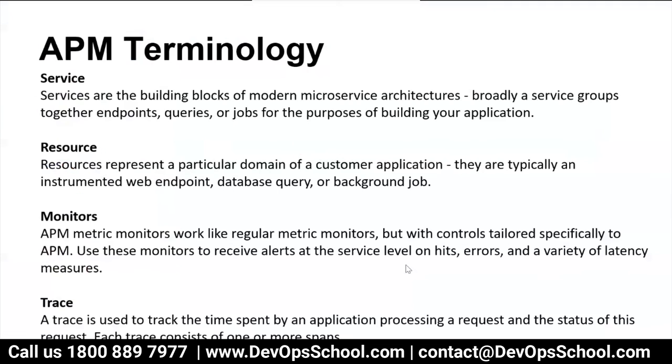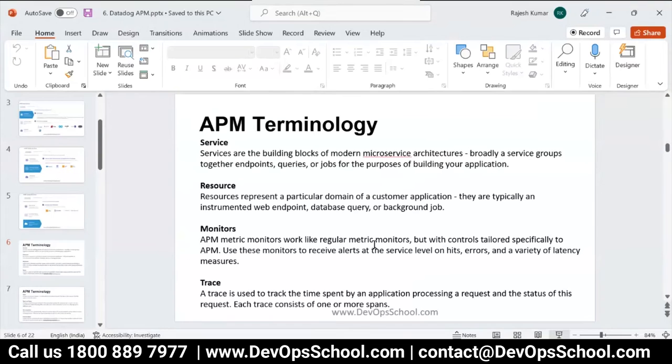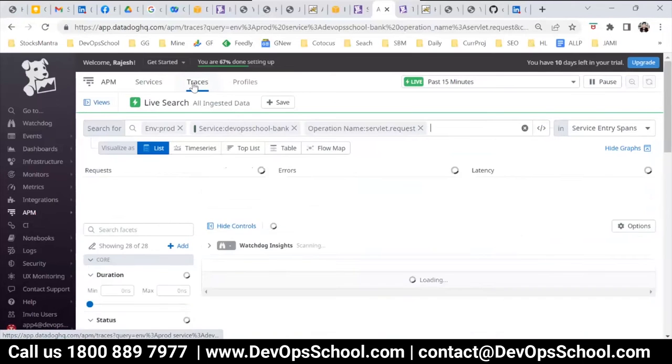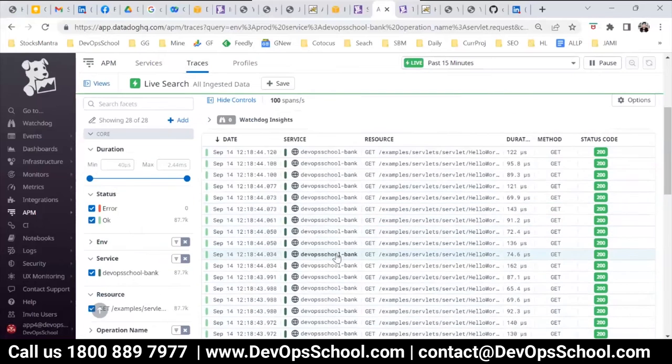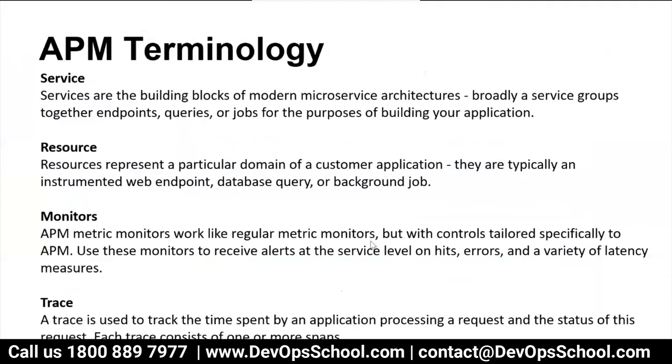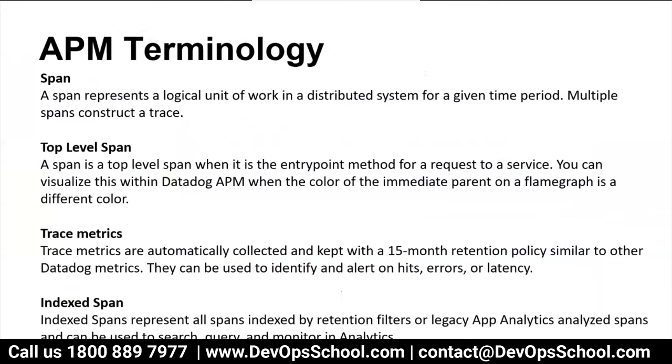Okay, so trace. Last session we discussed what is a trace: multiple traces brought together, one transaction. So where do you see the trace? If you go here, individual traces, each call is one trace. So these are all traces. A trace is used to track the time spent by an application processing a request and the status of the request. Each trace consists of one or more spans. What is a span then? When you hit, it creates multiple requests internally, and each call we call a span. You can call it a function call or something like that.